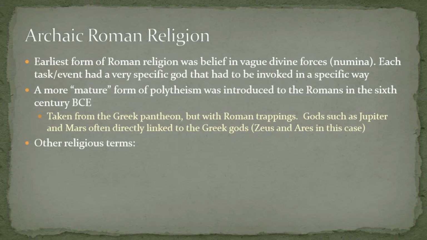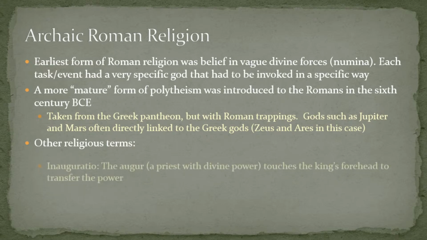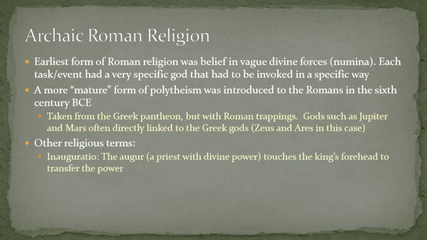Okay, here are some religious terms, which is to say, here are some Greek terms, wrong chapter. Here's some Latin terms you guys need to know. Here's the one I already mentioned to you guys. Inauguratio. What's that? It's literally an inauguration. Now, specifically, it's for the king. The augur, or a priest that has divine power, touches the king's forehead to transfer said power to the king. But it's literally inducting a king into their place of power.